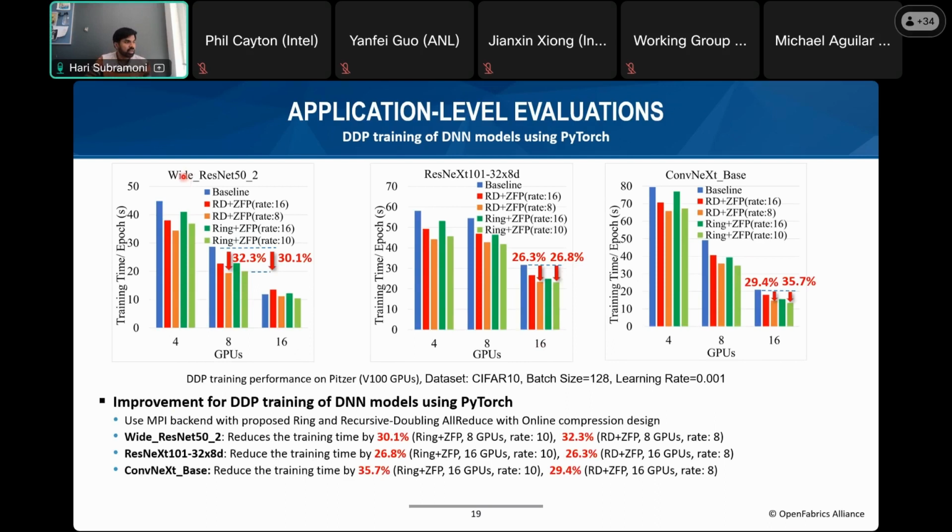So here we are looking at the distributed data parallel training performance on Pitzer with V100 GPUs using the CIFAR10 dataset for a batch size of 128 and a learning rate of 0.001. We use the MPI backend with the proposed ring and recursive doubling based AllReduce with online compression, and we compare that against the baseline approach. So the blue line is the baseline approach. This is for different numbers of GPUs for different models.